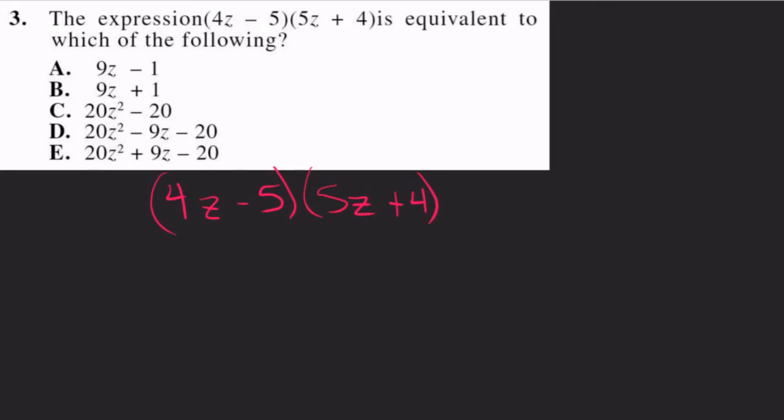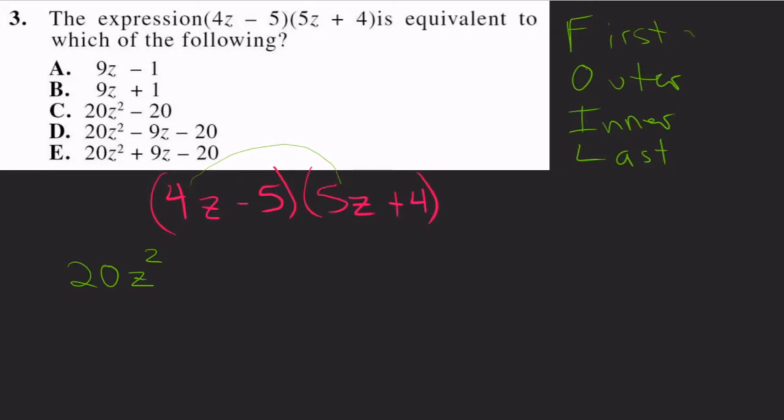FOIL stands for first, outer, inner, last. In each of these, we're referring to the terms that we have here. The first term of each factor, we will multiply together. We're going to distribute. First would be these two: 4z times 5z. 4 times 5 is 20. Z times z is z squared.